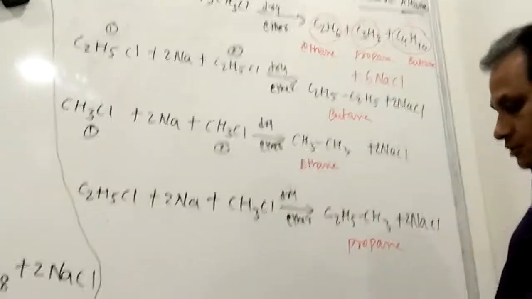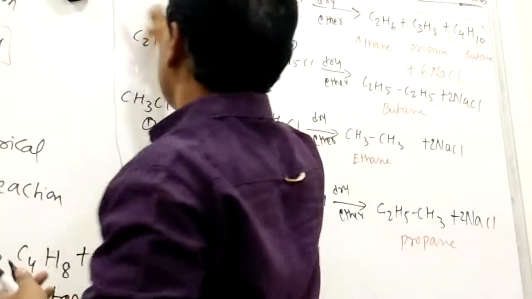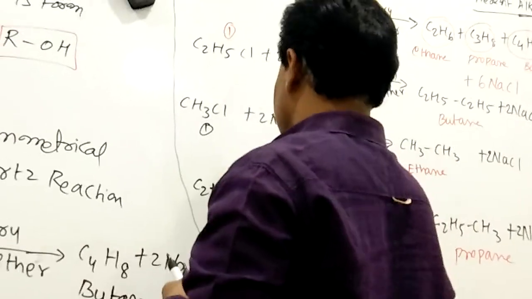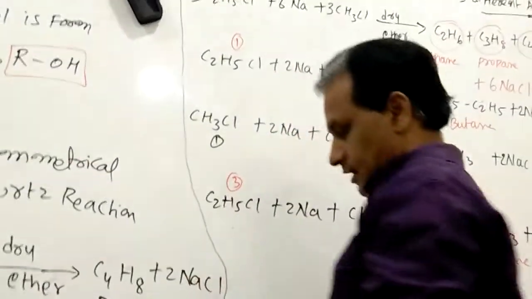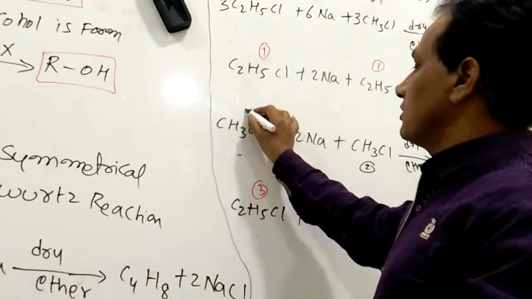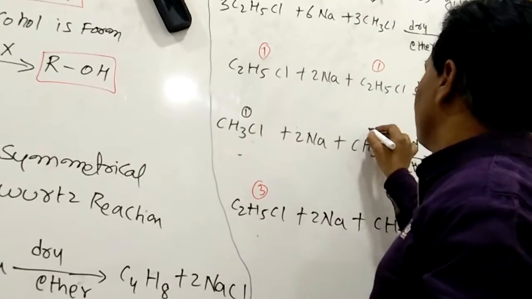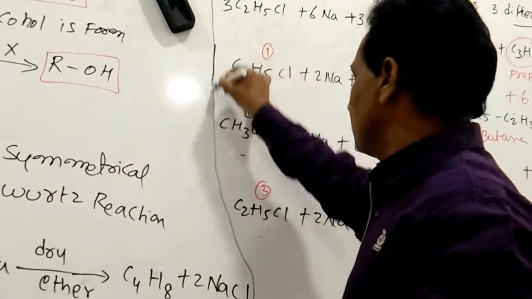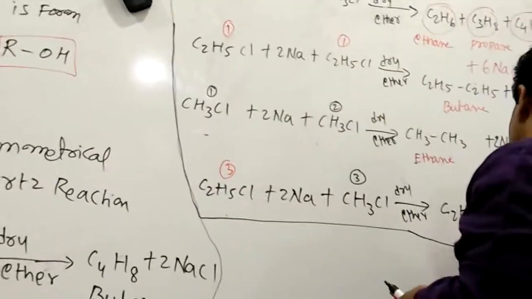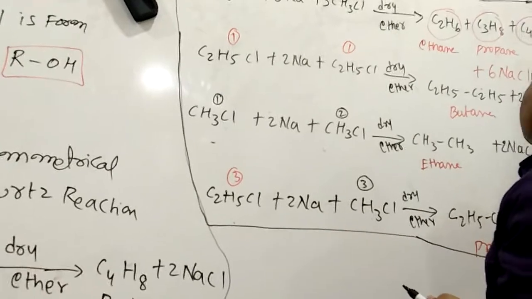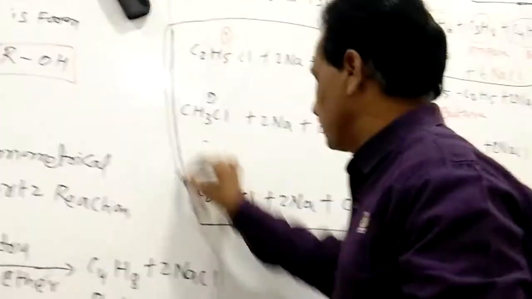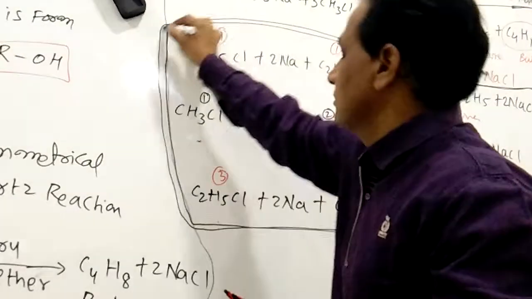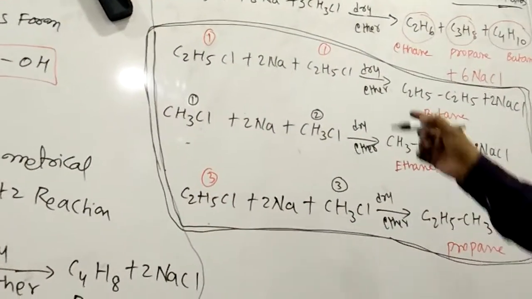In dry ether, this is the first ethyl chloride, this is the second ethyl chloride, this is the third ethyl chloride, and this is the first methyl chloride, second methyl chloride, third methyl chloride. This is the mechanism involved for the production of unsymmetrical alkanes. Okay, this is the Wurtz reaction.